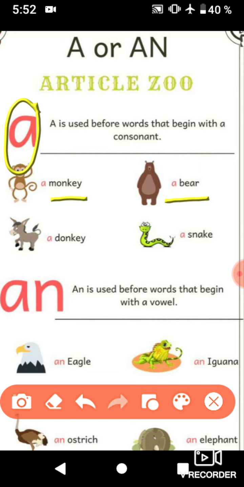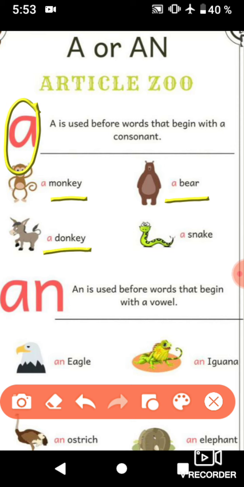Okay, the second one, we are talking about the word bird. We have to identify the sound, not the letter. And we say a bird. So in this case, we are using a correctly because we are identifying that we have a B sound, and we are using the article a correctly.